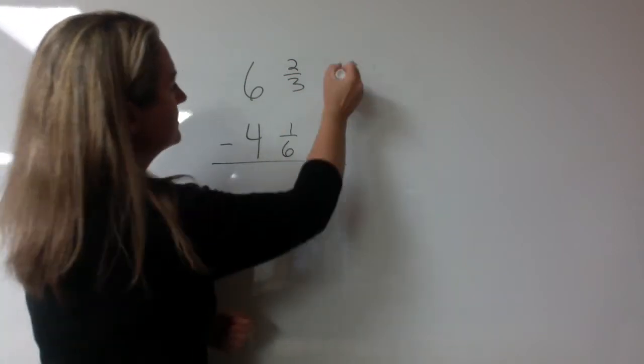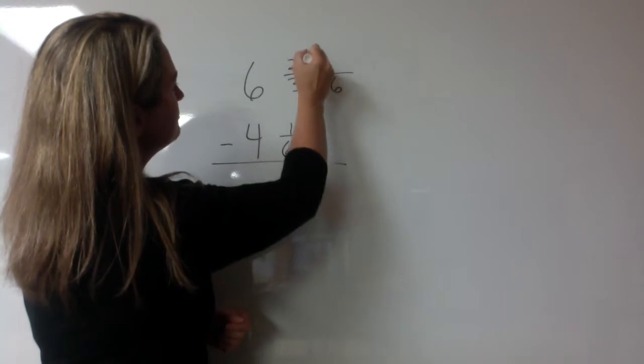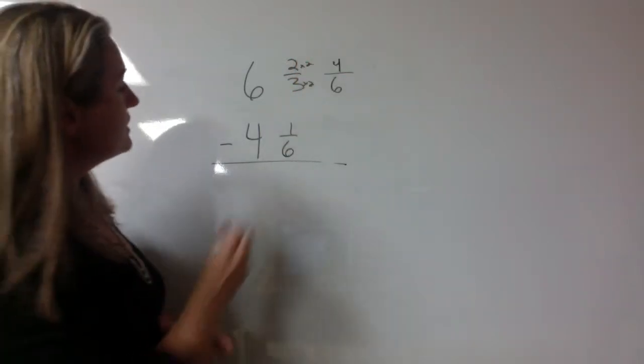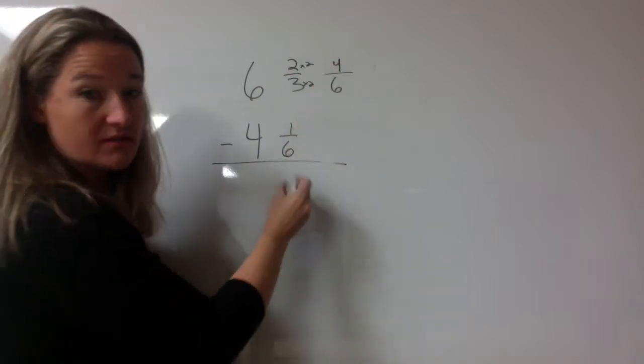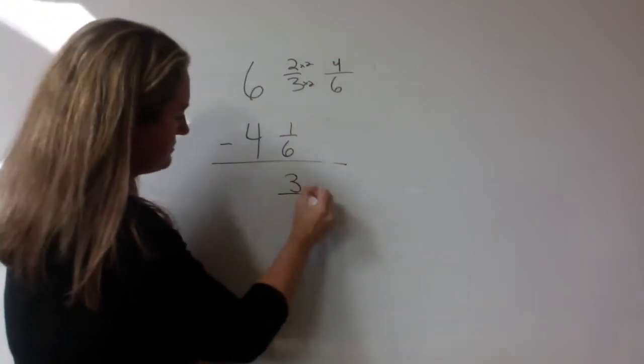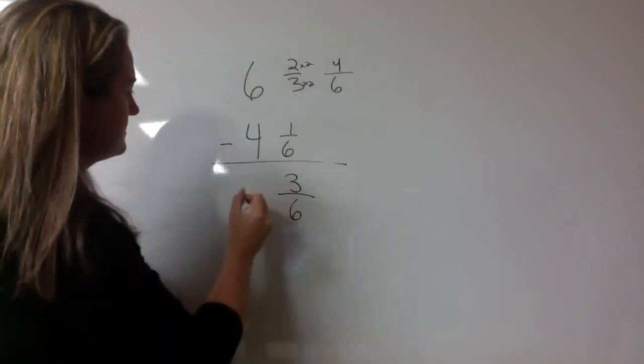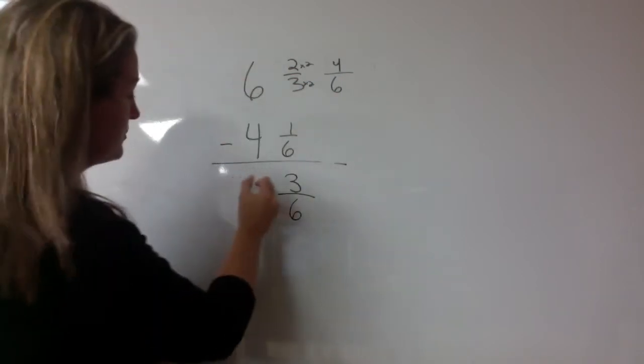This one, we're going to get 6. 3 times 2, 2 times 2, so that gives me 4/6. Now 4/6 minus 1/6. That's 3/6, right? I'm going to subtract 4 minus 1 and then leave the 6 alone. Then we do the whole number. 6 minus 4 is 2.